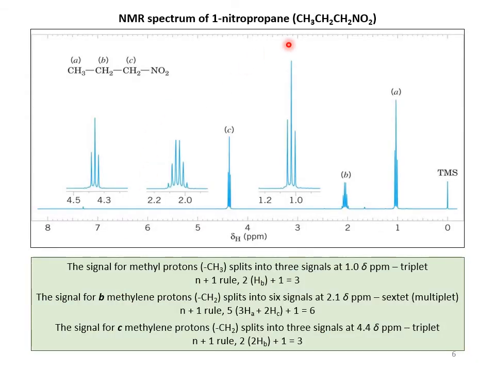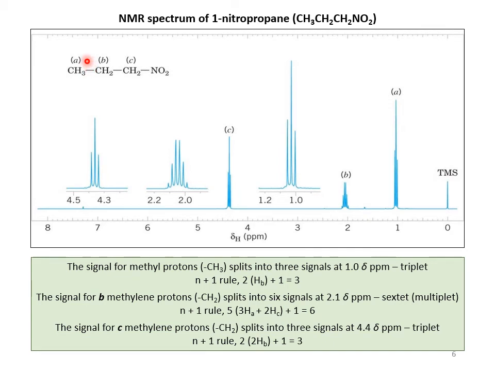Yes, this is the NMR spectrum of 1-nitropropane. In 1-nitropropane, there are 3 sets of protons: methyl protons and 2 sets of methylene protons. Since there are 3 sets of protons, we will get 3 signals: 1, 2, 3, A, B, C. A is for the methyl protons, B is for this methylene protons, and C is for this methylene protons, and this 0 is for TMS.